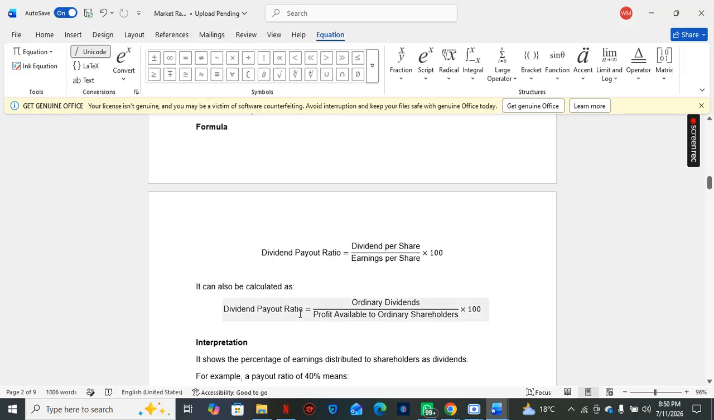All right. As you can see here, the two formulae: dividend per share over earnings per share. Remember, earnings per share is what each shareholder would get if the company distributed all the profits. Then the dividend per share is how much you get for each dividend. So this is one formula you can use. The other one is ordinary dividends, the money that needs to be paid out to the shareholders, over the profit available to the shareholders.